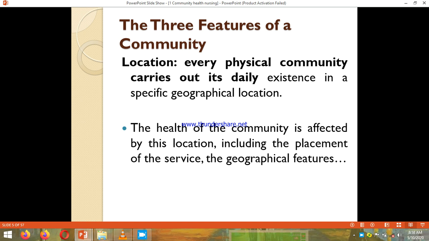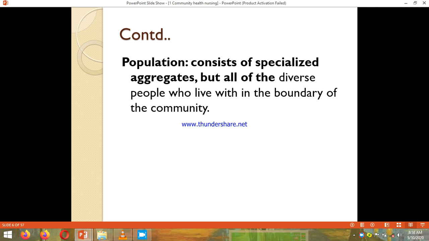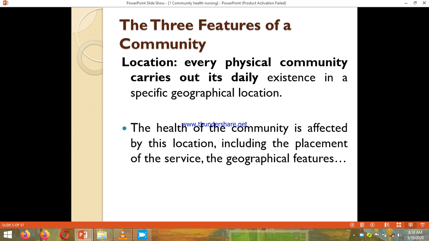There are three features of community. One community must fulfill these three features. The first one is location, the second one is population, and the third one is social system. Location means a specific geographical place where the community exists. Sometimes the health of a community is affected by its location, including the placement of services or the geographical features. For example, if some community lives around a desert area, what do we expect in that community? Malaria. So the location of that community affects the community health.